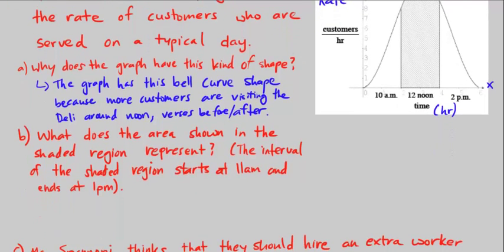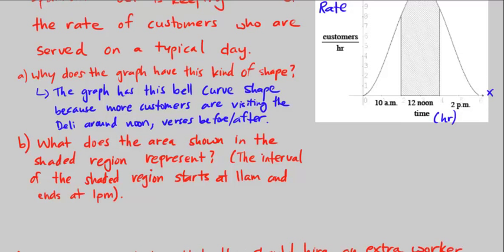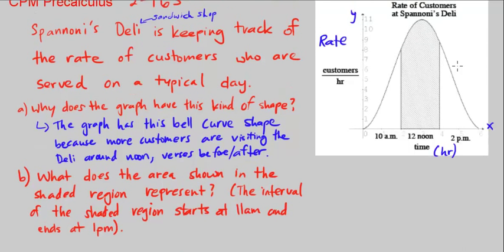All right, part B. Part B says, what does the area shown in the shaded region represent? So here's the shaded region. What is this area representing? They also tell us that the interval starts at 11 a.m. So here, this point is 11 a.m. and it stops at 1 p.m. That's what we're told. The interval of the shaded region starts at 11 a.m. and ends at 1 p.m.